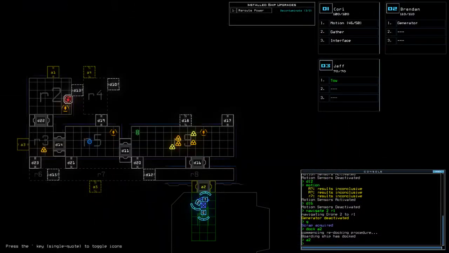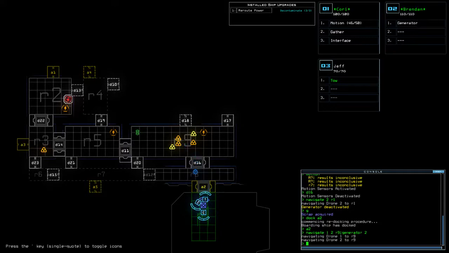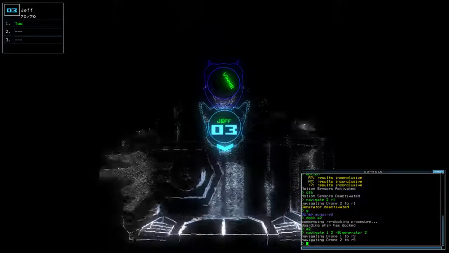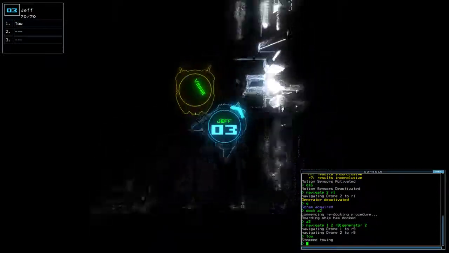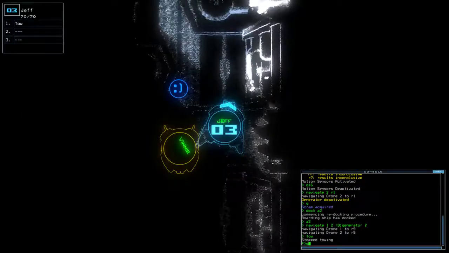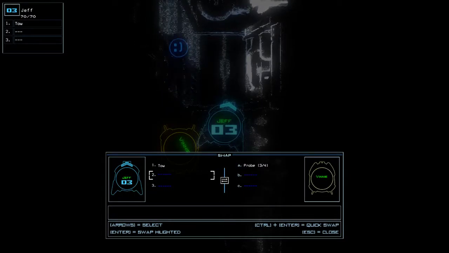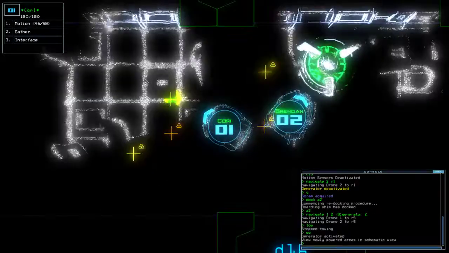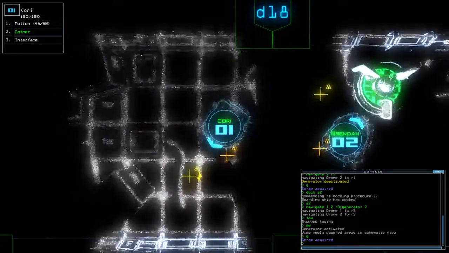Excellent. Okay, so pretty good start to the mission. Explore like the middle and the bottom corner of the ship, which is something, right? Now I have 1, 2, R9, Gen 2. And take the probe for now. Alright, let's grab some of the scrap.